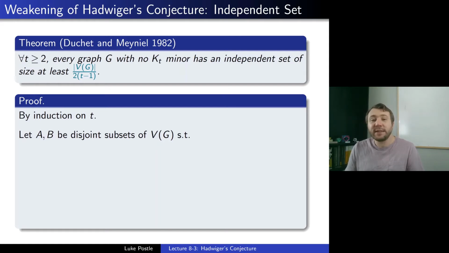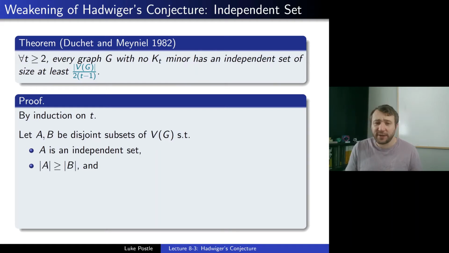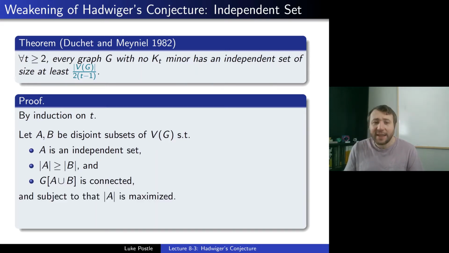But then, for the general case, we'll do the following. We'll let A and B be disjoint subsets of V of G such that A is an independent set, A is at least as large as B, and we'll ensure that G induced on A union B is connected. So kind of imagine you have this subgraph which has a core with at least half the vertices lying in some independent set. It doesn't have to be bipartite; B could not be an independent set, just A. And then, subject to all of that, we'll maximize the size of A. So this is the object we'll find.